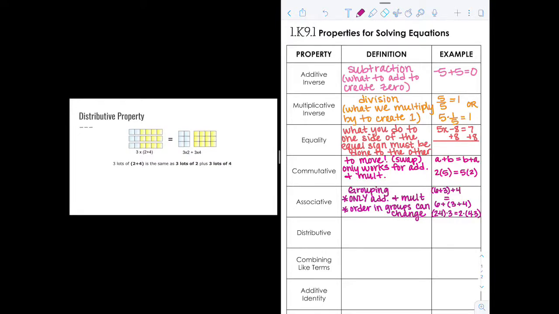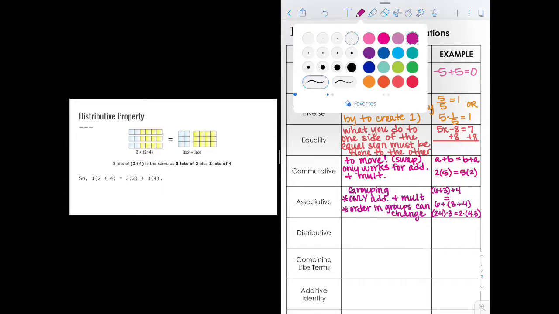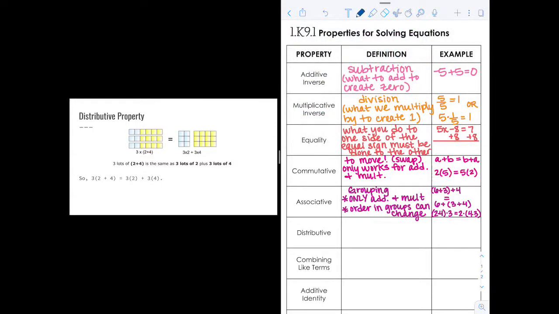Okay, next we have the distributive property, which we've talked about before. But basically, this is just two ways of saying the same thing. Okay, so in this example, we have 3 times 2 plus 4.